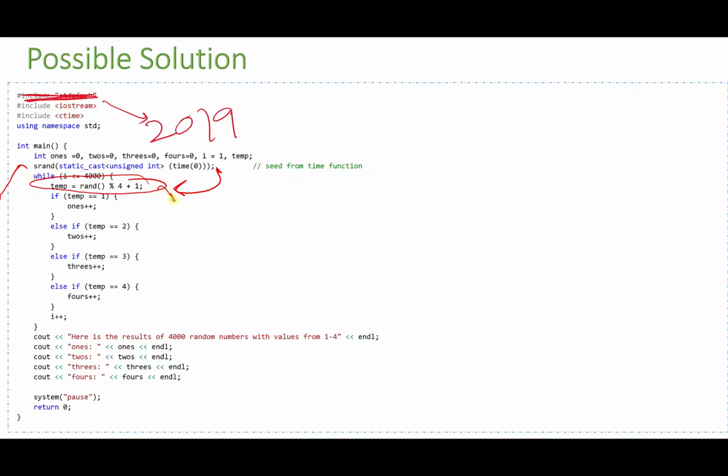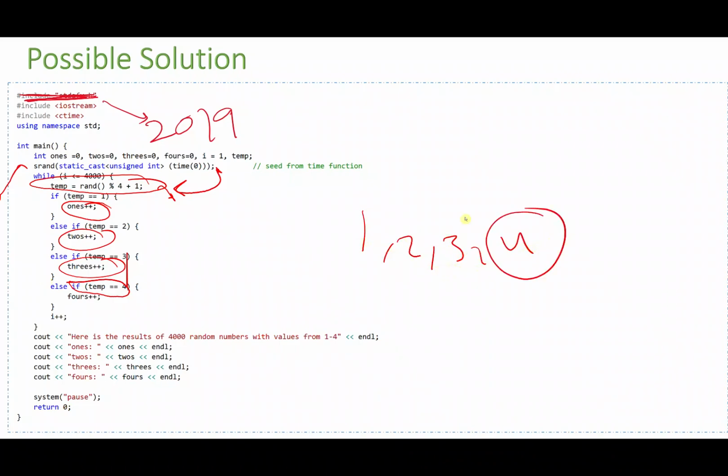So you generated this, now you check the number. If the number is 1, increment the 1s. If the number is 2, increment the 2s. 3, increment 3s. 4, increment the 4s. Now you don't actually need if equal 4, because we know it's going to be 1, 2, 3, or 4. So if it's not 1, 2, 3, then definitely it's 4. So you can do just else. Then do not forget to increment the i, because you just need 4,000 numbers to be generated, 4,000 rounds, right?